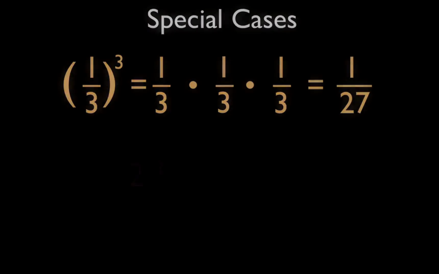The next special case is the negative exponent. Here you see 2 to the negative 3rd power. The base is 2 and the exponent is -3.